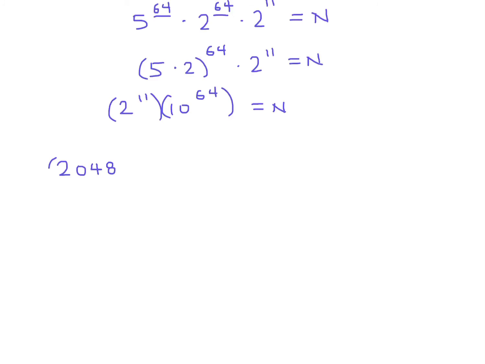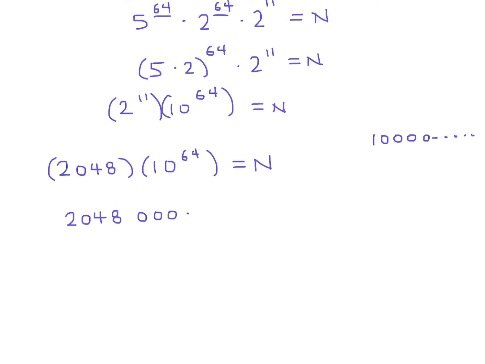2048 times 10 to the power of 64. Now 10 to the power of 64 is just 1, 0, 0, 0, like that, right? It just keeps on going for 64 zeros. So this basically becomes 2048 followed by 64 zeros, like that. And this is 64 zeros. That's what n is. That is the numerical value of n.